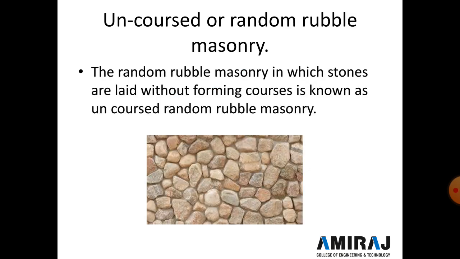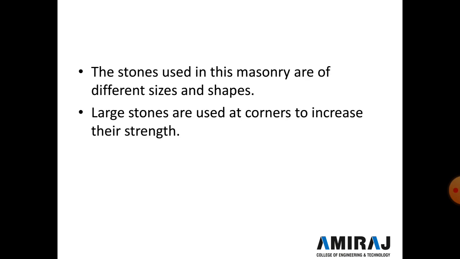So what is uncoursed random rubble masonry? Random rubble masonry in which stones are laid without forming courses is known as uncoursed random rubble masonry. This type of rubble masonry, the roughest and cheapest type of masonry, is of varying appearance, and the stones used in this masonry are of different size and shape.